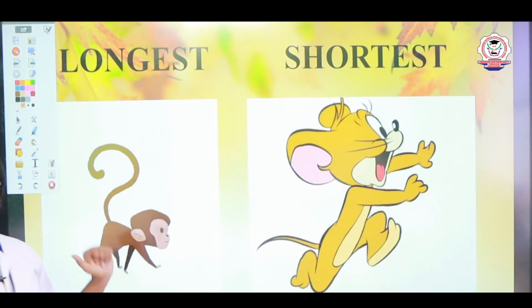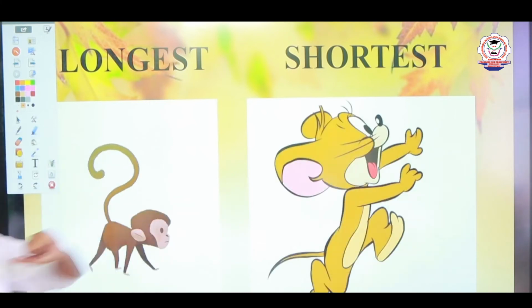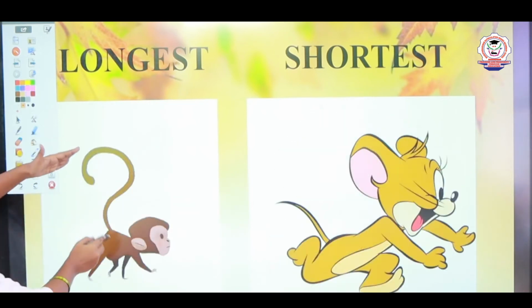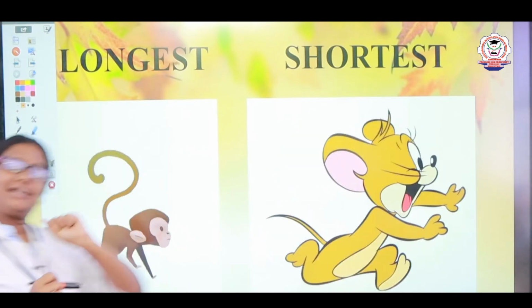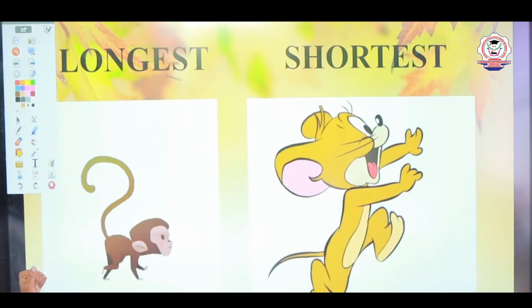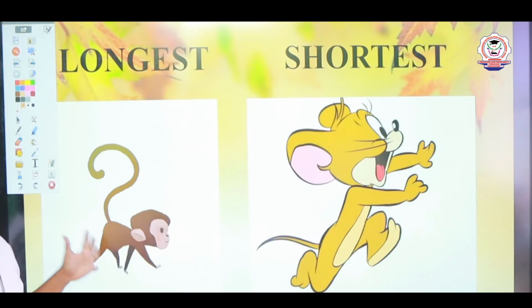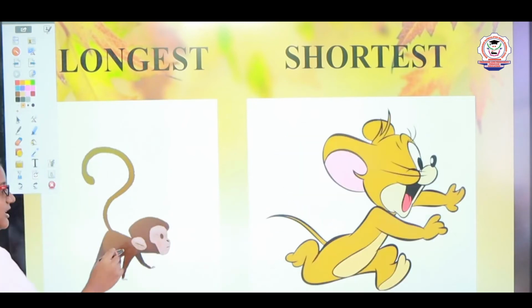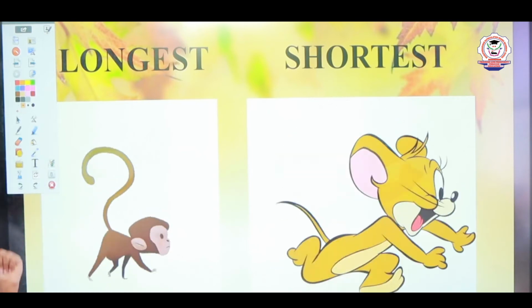Now what can you see in this picture? We can see two animals here, right? Monkey and rat, right? Now see, monkey has the longest tail, but rat has the shortest tail. Long, short. One is monkey and the next one is rat. The monkey has the longest tail, but the rat has the shortest tail.